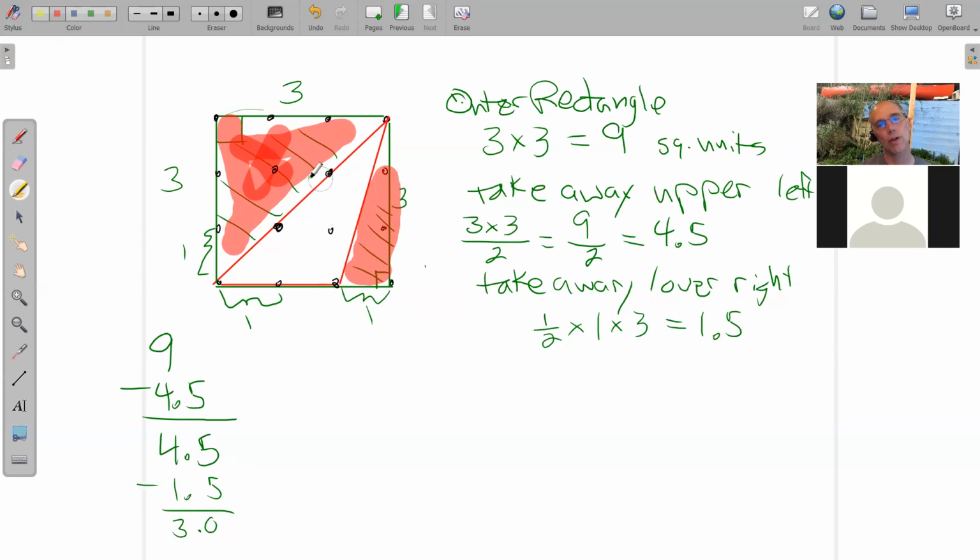So again, what we found through composition and decomposition is that the area inside here is 3 square units. Okay, so the area of this shape is 3 square units.